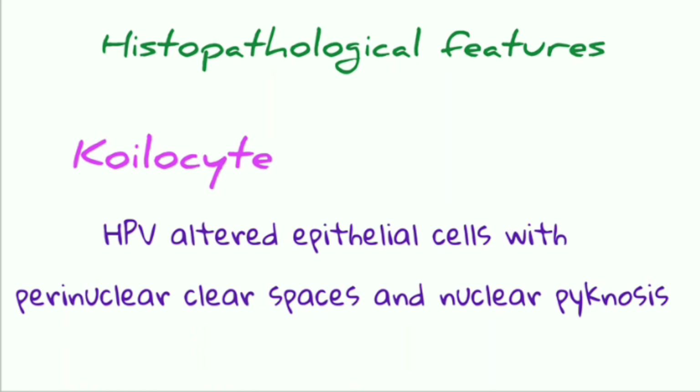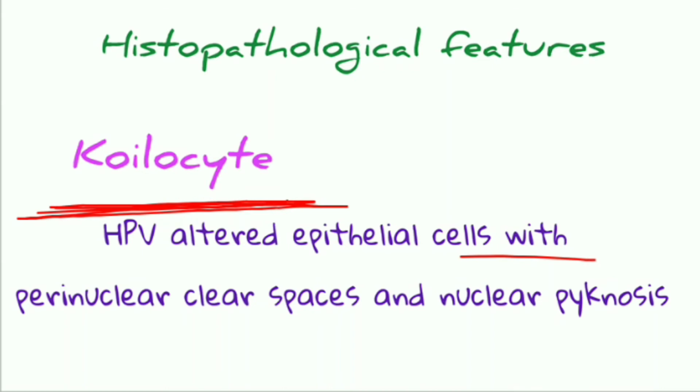Also, one of the most important features is the presence of koilocytes. These are special cells. Koilocytes are nothing but HPV altered epithelial cells with perinuclear clear spaces and nuclear pyknosis. So this is again an MCQ question where koilocytes are seen. It is seen in squamous papilloma, and it can also be asked in viva what koilocytes are. So you have to remember this definition as well.